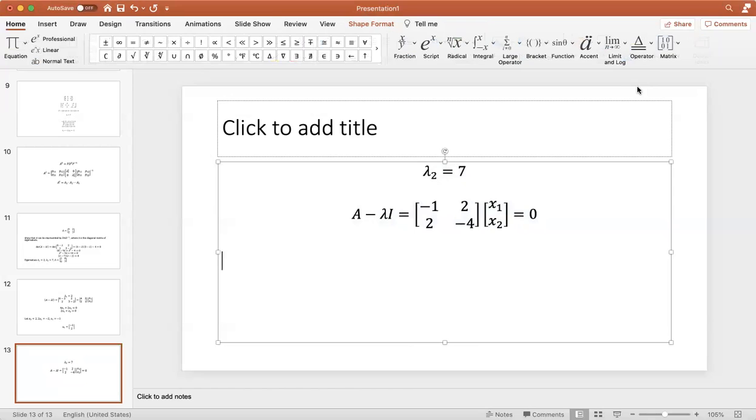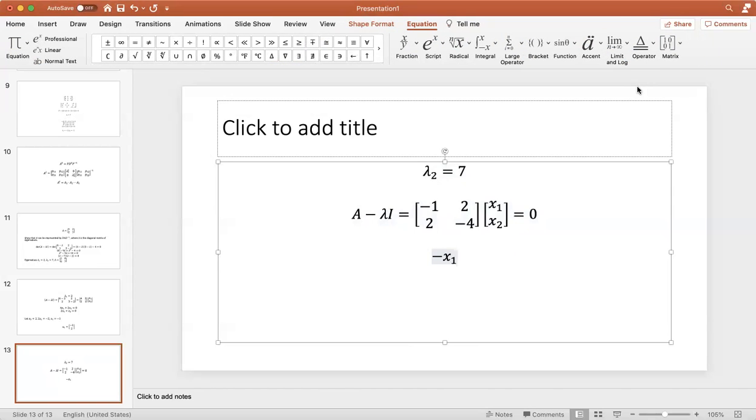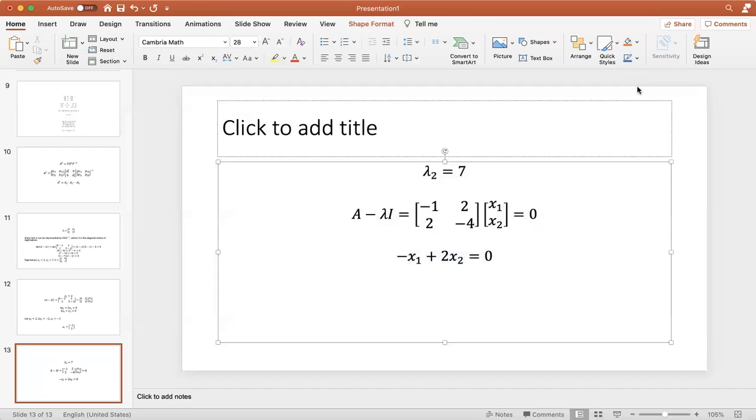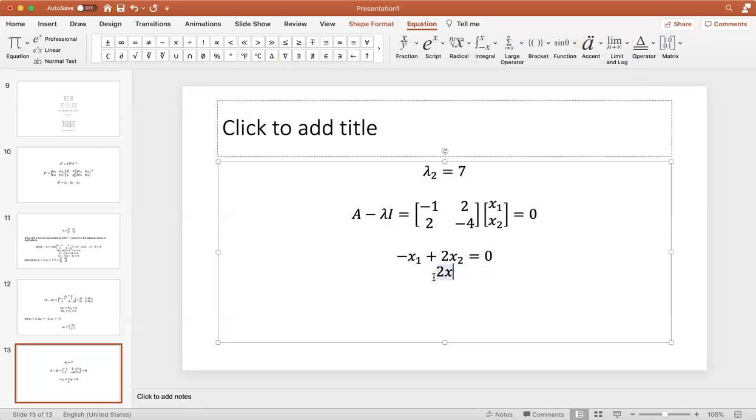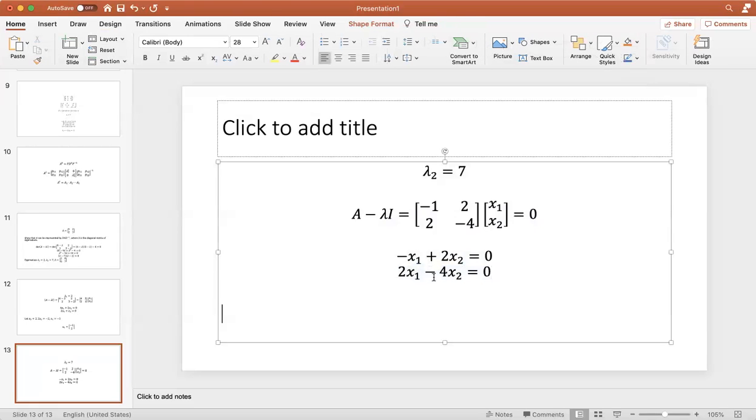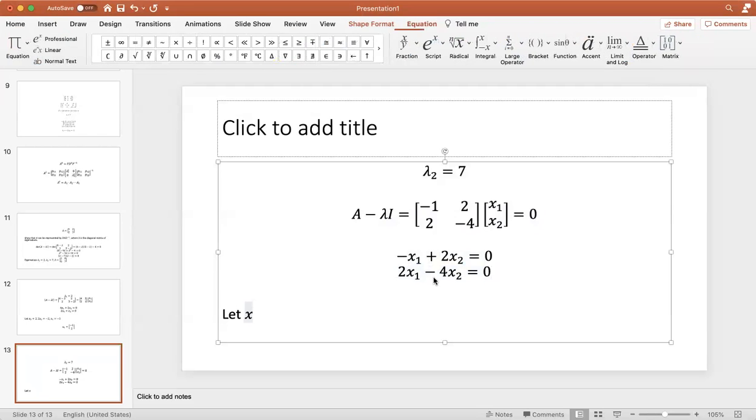Okay. Now, multiplying this, so you'll have negative x1 plus 2x2 equals 0. Okay. So you can just stick with the first equation, but if you want to write it out, that's fine. So you have 2x1 minus 4x2 equals 0. So again, in eigenvectors, you need to make some assumptions. So let x1 be equal to 2.